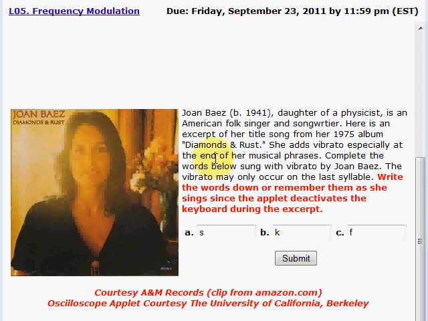Doc here with the last part of our review for the first lab exam in the physics of sound and music, Lab 5, Frequency Modulation. What is frequency modulation? Well, frequency modulation refers to modulating the frequency, and remember modulation means change.